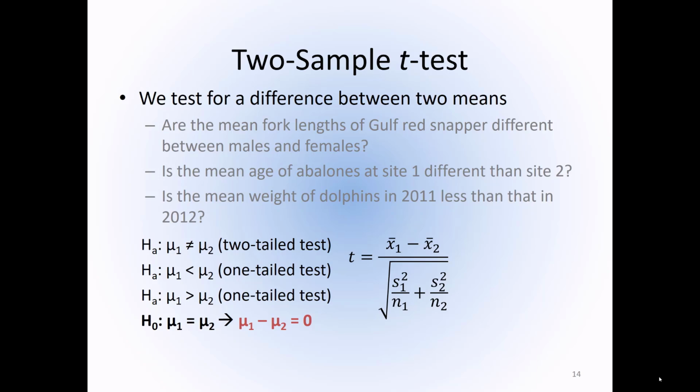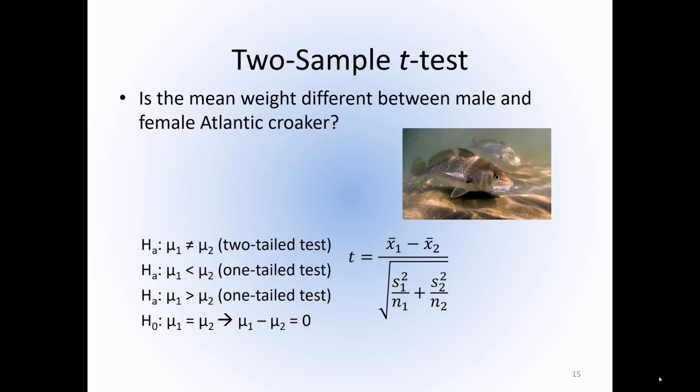So let's look through an example and see how this actually works. Let's say that we're interested in Atlantic croaker, and we want to know if the weight of males is different than that of females. We know that we are asking a question about the mean of these populations of organisms, so we know that we're going to use a t-test. We're interested in two different populations, males and females, so we know that we're going to use a two-sample t-test.